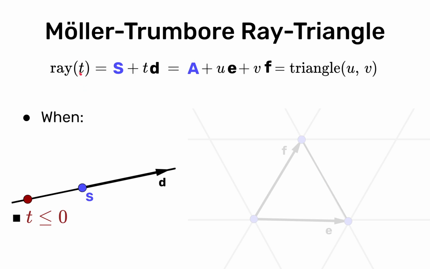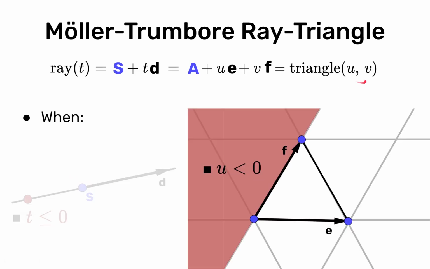Let's say we have found the value for t. And if we have found that this t is negative, then the hit point is behind the ray. So here we can stop the algorithm, because we know that the triangle isn't on the front of the ray, it's in the back of the ray, and we don't care about that hit point.